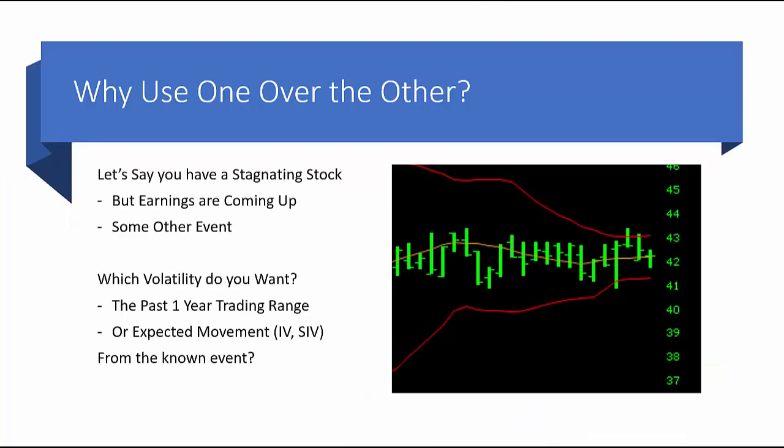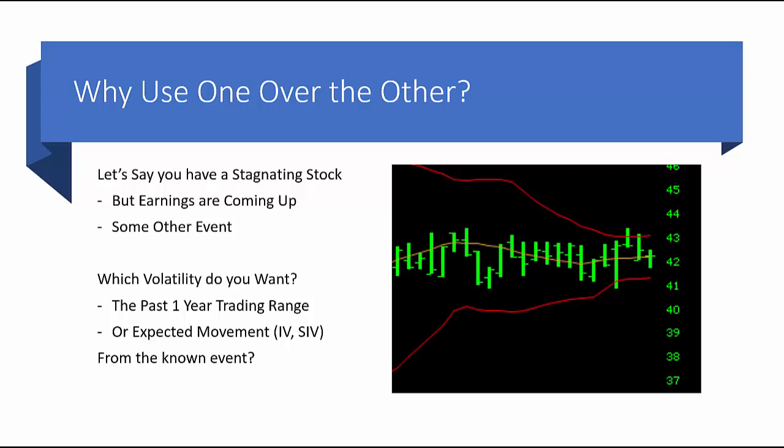Let's say you have a stagnating stock. It's been trading in a channel of only 2 or 3 points, maybe for the past month or two. It's got a tight, condensed range, but earnings are coming up, or some other event, such as an FDA Phase 1, Phase 2, or Phase 3 approval. Maybe it's a gas company or an oil drilling company that's waiting on land leases to be approved to start drilling or to start expanding an exploration field. Which volatility do you want to use?